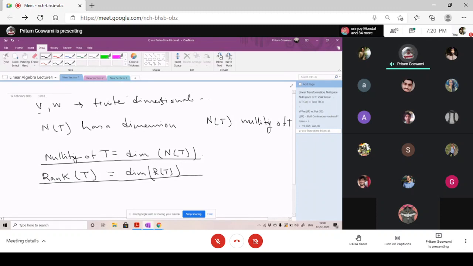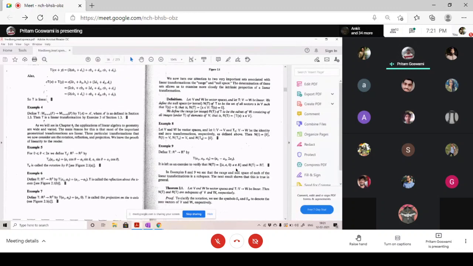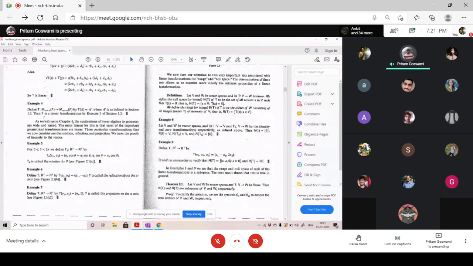But right now, you know the term rank, right? For a matrix, there is a term called rank of a matrix. So for a linear transformation also, there is a term called rank. Again the question arises: is a linear transformation nothing but matrices? I will answer that also. But first, let me give you some examples about the nullity and rank of a linear transformation.